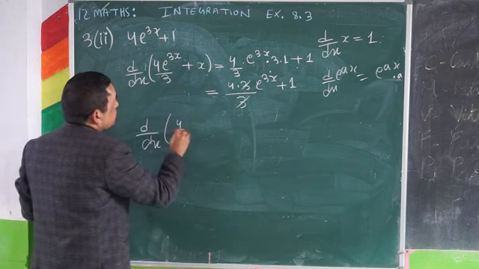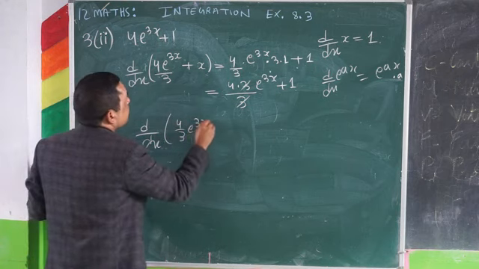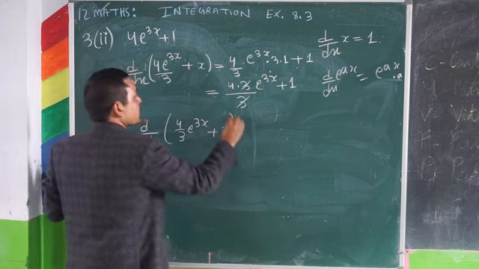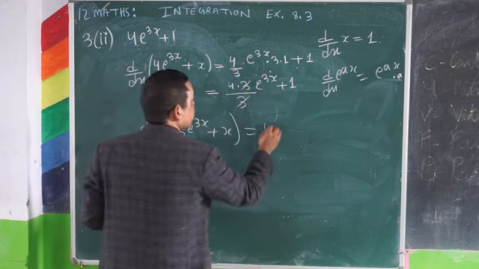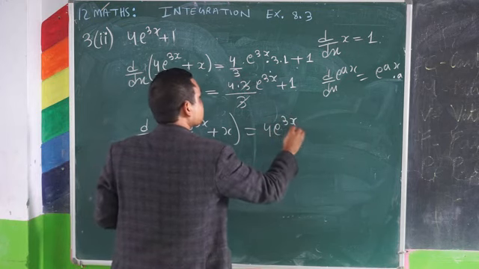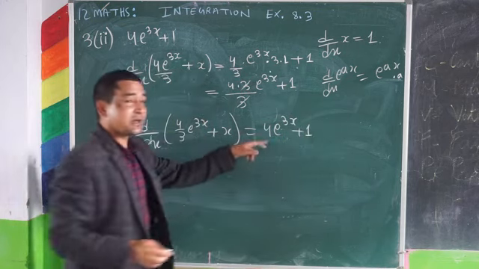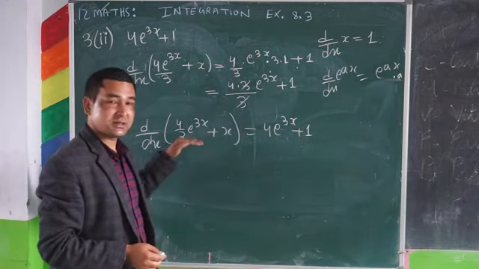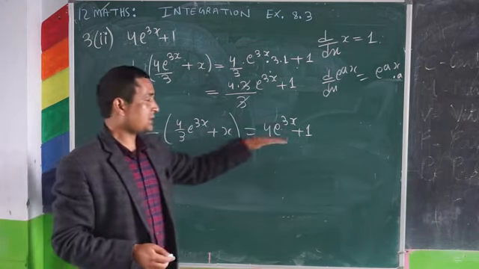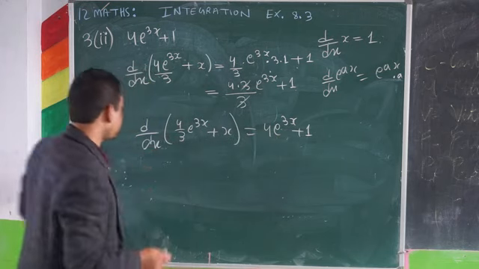the question is 4 by 3 e to the power 3x plus x. What do we get? This 3 got cancelled, then 4 e to the power 3x plus 1. This way we got the answer. That means the antiderivative of this answer is this one.